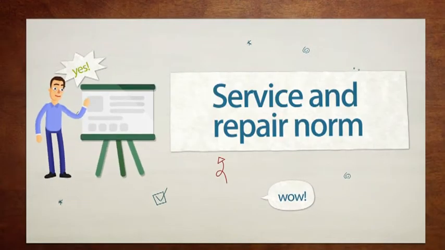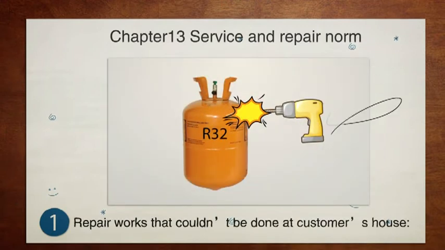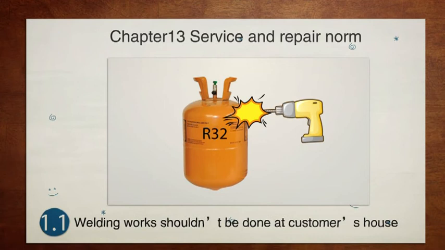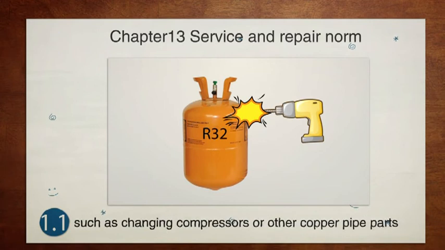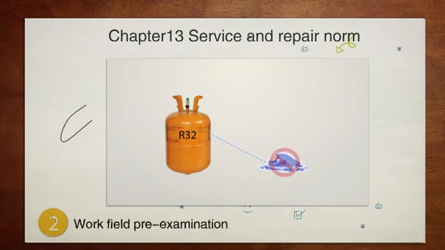Chapter 13. Service and repair norm. Number 1. Repair works that couldn't be done at customer's house. Welding works shouldn't be done at customer's house, such as changing compressors or other copper pipe parts. Number 2. Work field pre-examination.